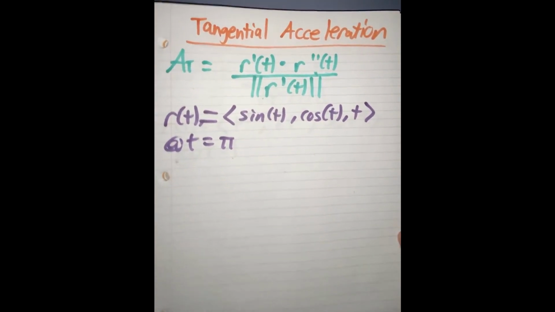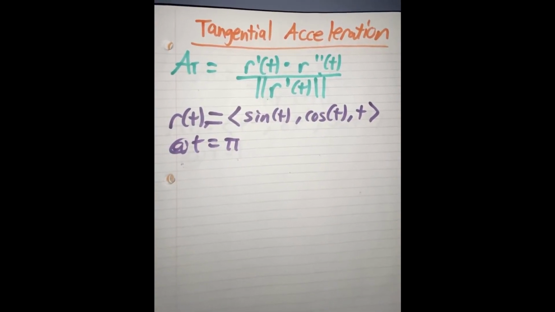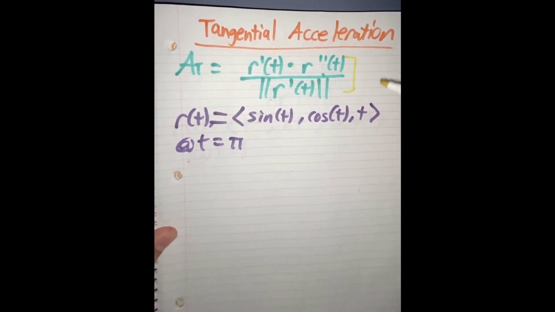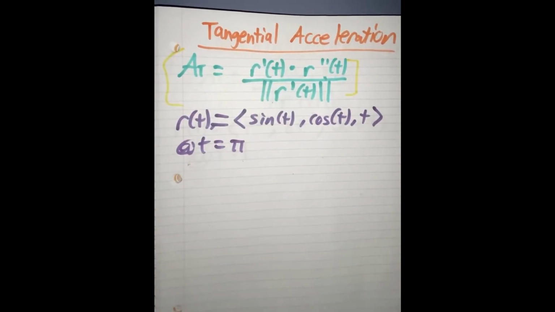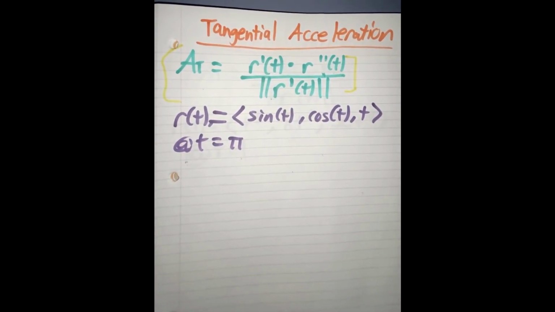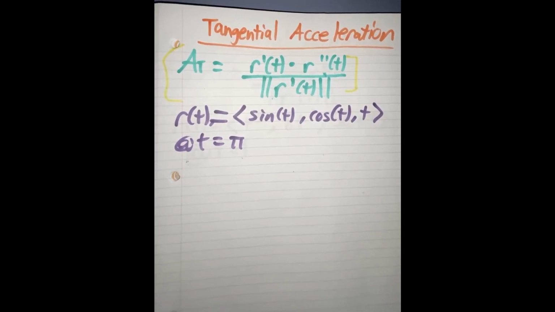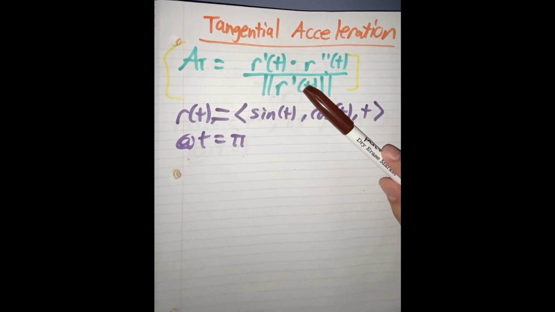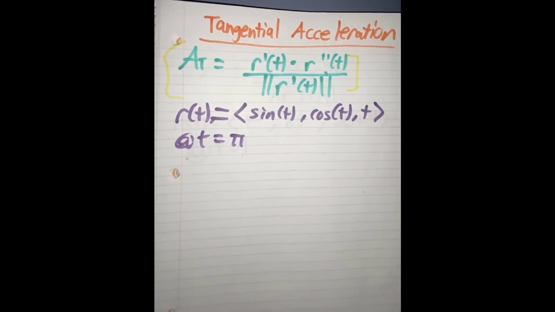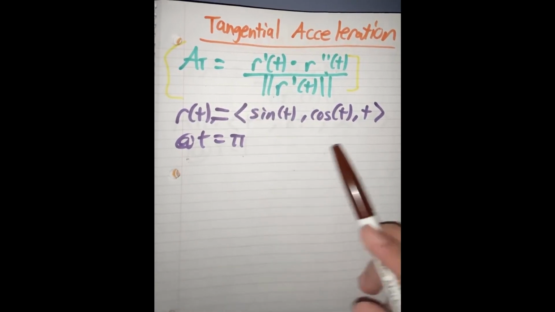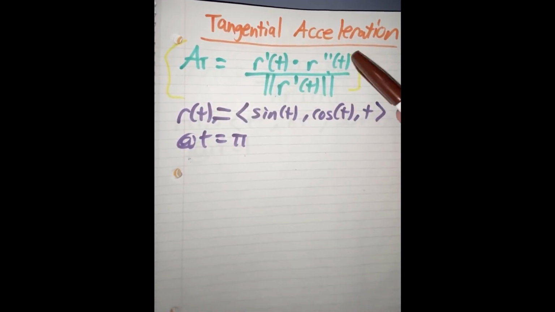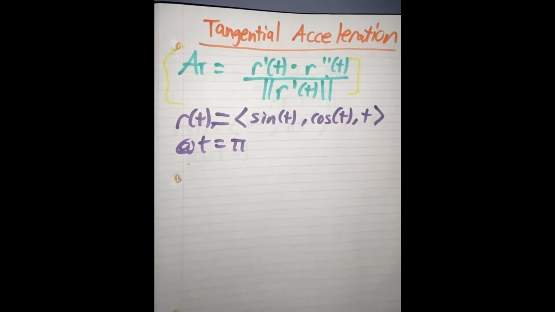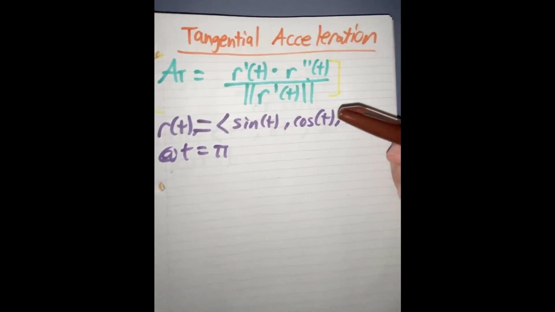Hello guys, in this video we're going to find out how to find the tangential component of an acceleration. We're given this formula, which is the tangential component of a position vector would be velocity times acceleration over speed. To make this easier for ourselves, given a position vector r of t, we see r prime of t, the first derivative, dotted with r double prime of t, the second derivative, divided by the first derivative and its magnitude. So that's what we're going to compute right now.